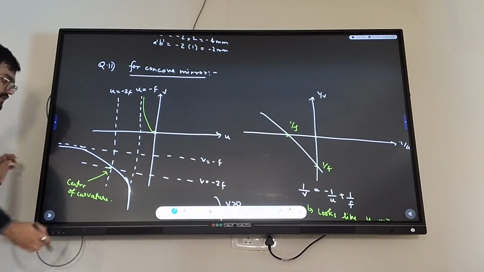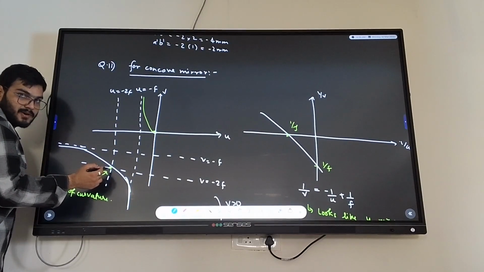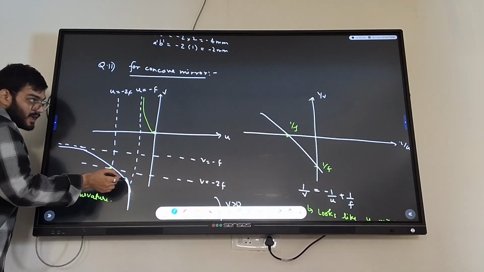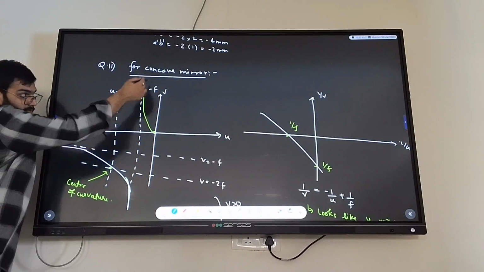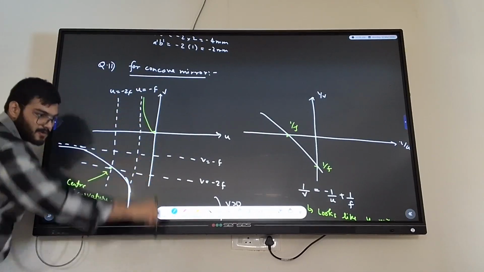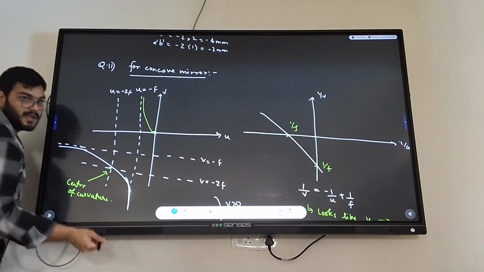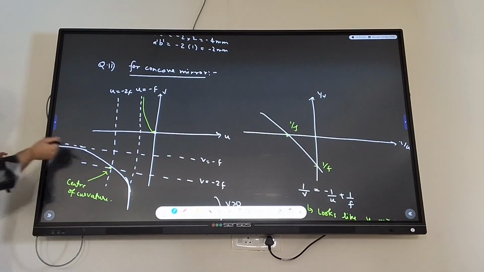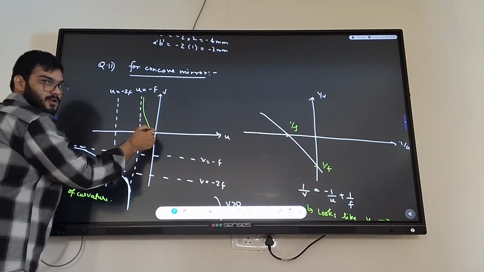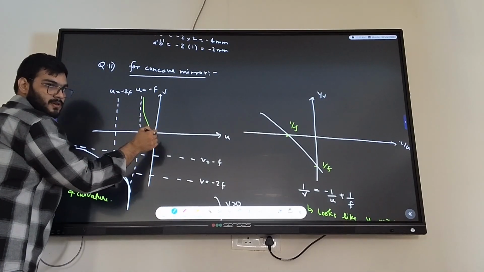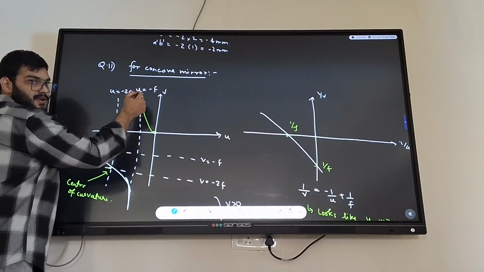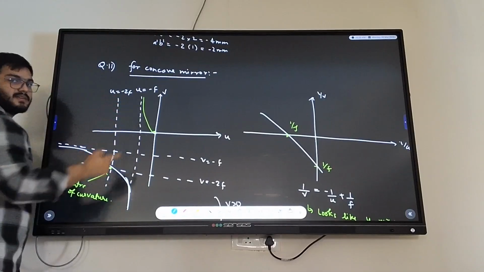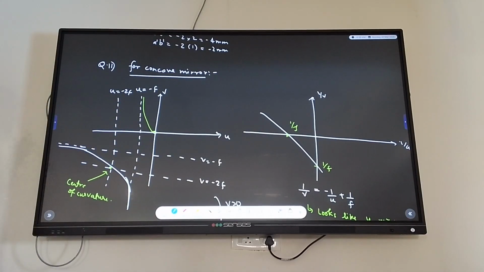Let me repeat. When you put your object at center of curvature, your image is formed at center of curvature. As you put your object towards the focus, your image is formed towards negative infinity. As you put your object towards negative infinity, your image is formed towards focus. As you put your object at pole, you will find the image at pole. As you put your object towards focus, you will find the image at infinity. But this time, positive infinity, because it's a virtual image.